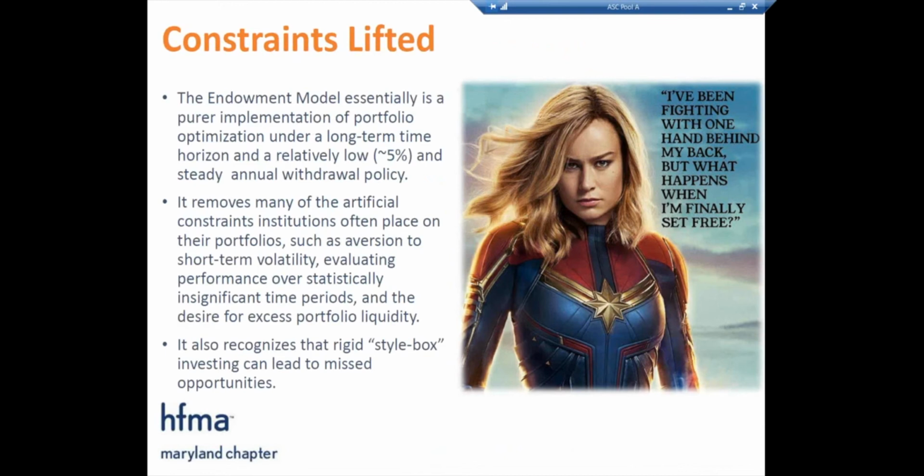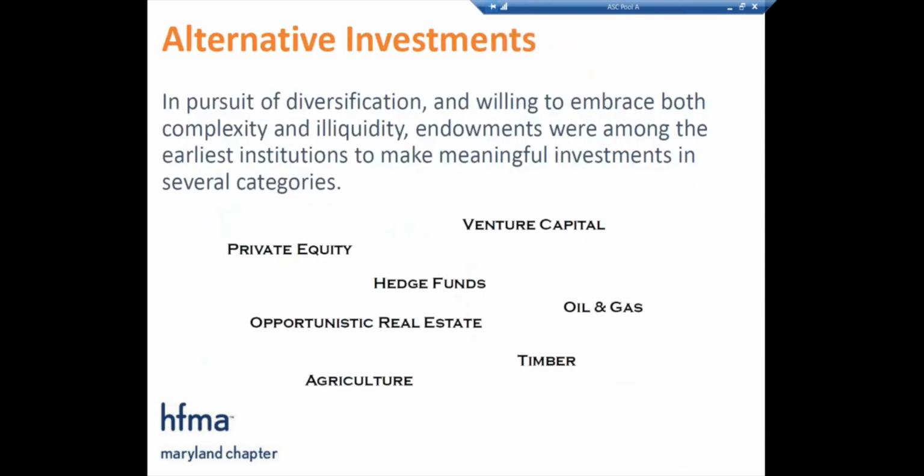And so the other piece is rejecting these style boxes, because there are many very talented managers that can exist in between the styles, and you can miss out on them. Essentially the idea was, let's lift these constraints that we've artificially applied, and the outcome was this endowment model, which has done so well.